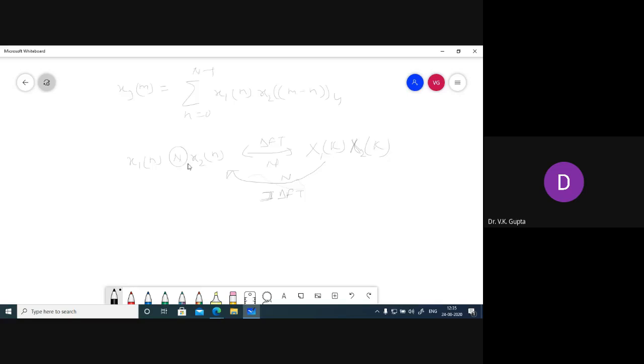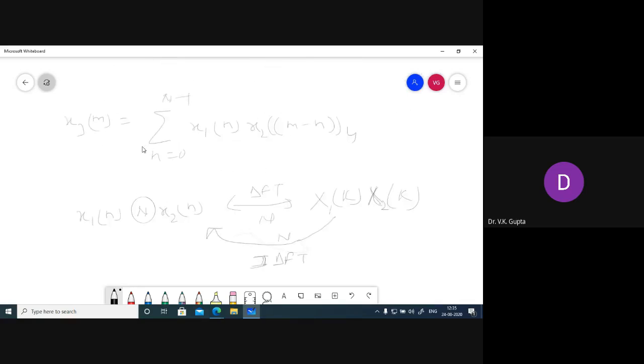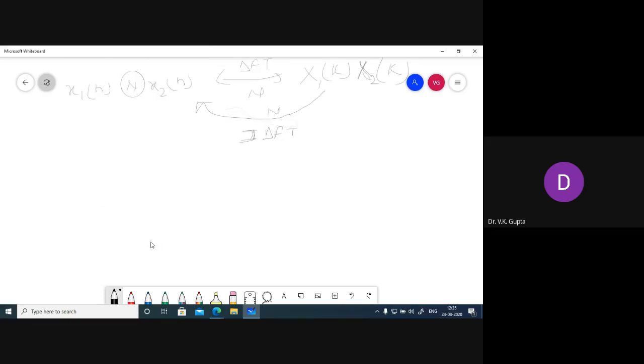So let us do the frequency domain method. For the same question as given in the previous example, we have two sequences. x1(n) is equal to 1 2 1 2, and the second sequence is x2(n) is equal to 1 2 3 4. What do we do? We first find the DFT of the first sequence. Let us do it with the matrix method.